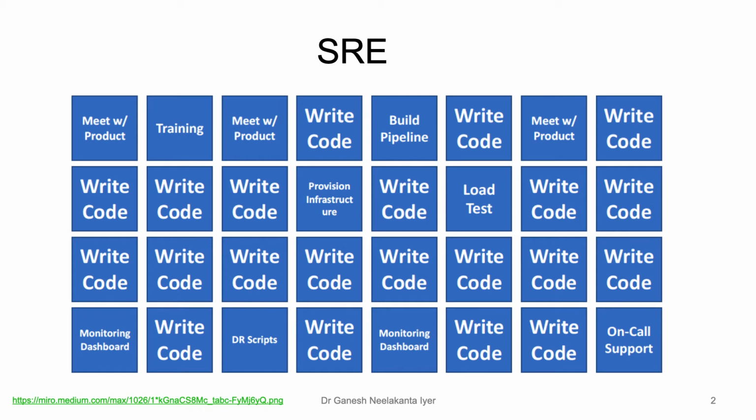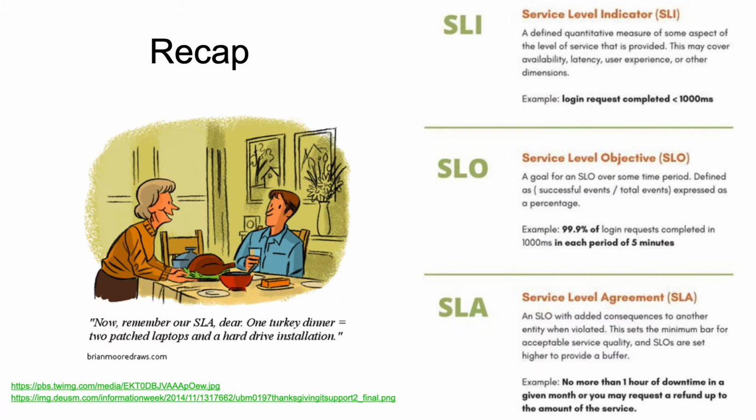So, who is an SRE or what is a typical job that an SRE does? We have covered it in our previous videos. An SRE writes code, builds pipelines, provisions infrastructure, monitors dashboards, and a lot more. So I urge you to look at my previous recordings in case you wish to know more about SRE. And what are the key metrics that are associated with an SRE? SLI, SLO, and SLA. Again, I urge you to look at my first video in this series in case you wish to know more about them.